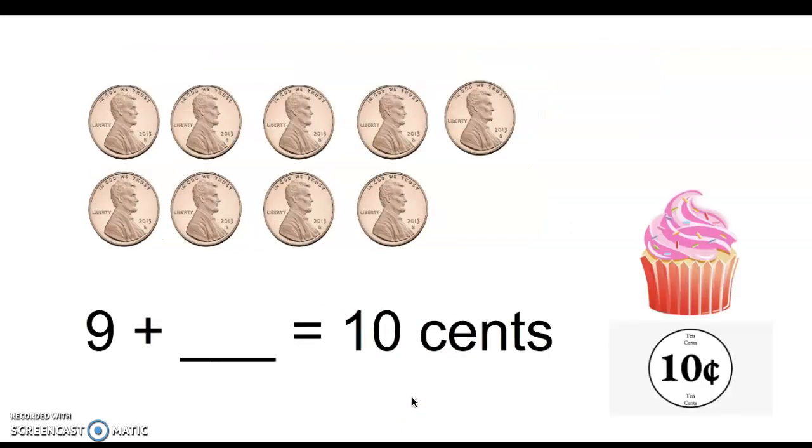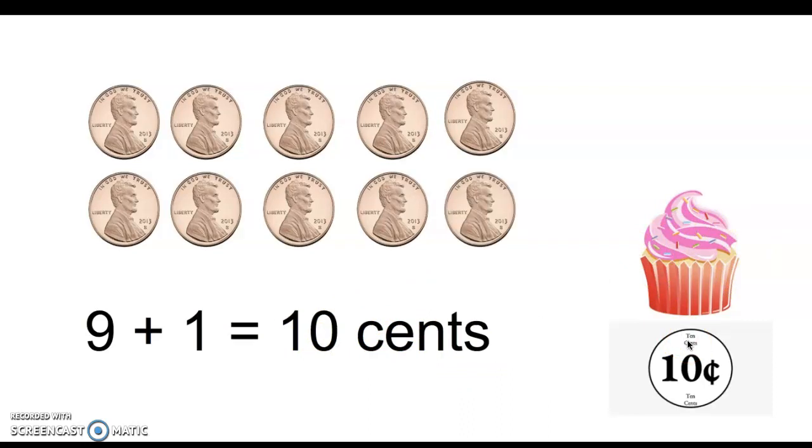Now, if I have 9 cents and there's a cupcake for 10 cents, could I buy the cupcake? No, because I don't have enough money, or currency. So I need to figure out how many more pennies I would need to get 10 cents if I have 9. So 9 plus what will give me 10 cents I need to buy this cupcake? If you said 1, you are correct, because 9 plus 1 equals 10.